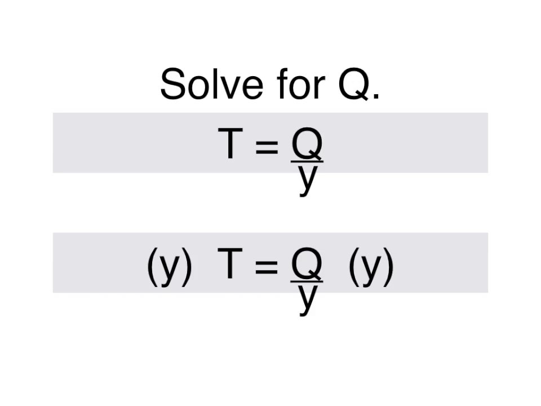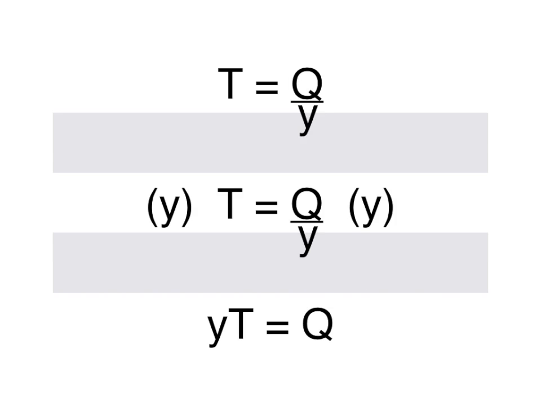So what we could do is just solve by y, multiply by y. Instead of having a q divided by y, remember, to undo that, we have to multiply by y. And then we get q equals yt, just like before.